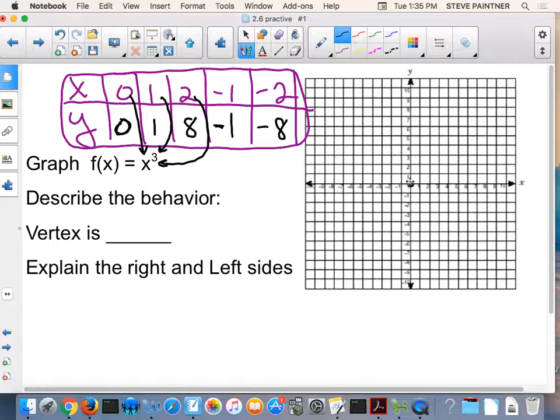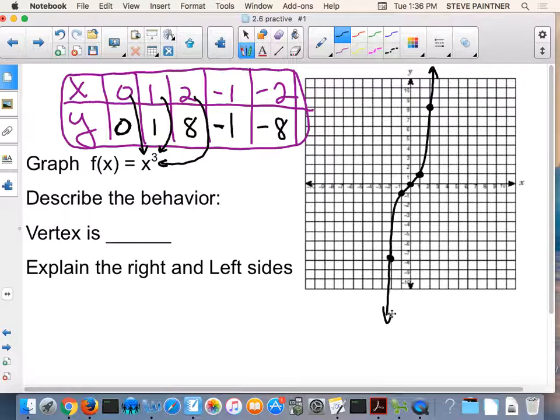0, 0. 1, 1. 2, 8. -1, -1. -2, -8. If you connect them, it's nice and smooth, and then it just keeps going up and down. And I shouldn't say straight up, because it does keep moving which way? It goes up and up and up, but it's always moving right. This one's going down, down, down, but it's always moving left. So it does spread all the way out there and there, but it goes down and up.